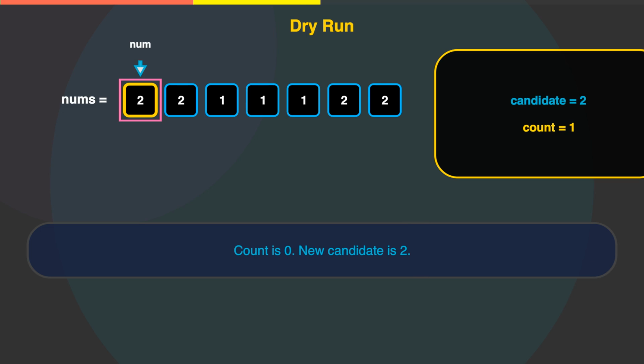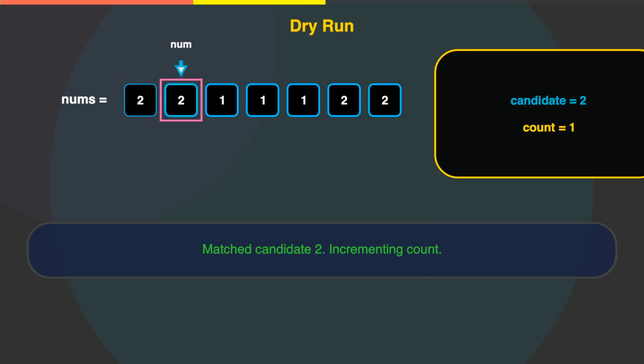Moving to index 1, the value is also 2. This matches our current candidate. We increment the count to 2. Our candidate 2 is gaining strength. Now at index 2, we encounter a 1. This is different from our candidate 2. The 1 battles one of our 2s and they cancel out, so we decrement the count to 1.